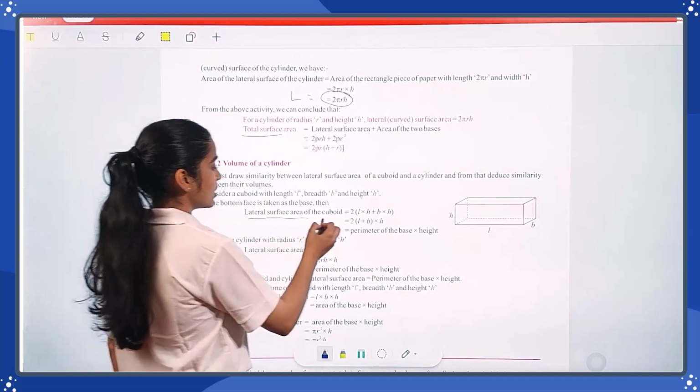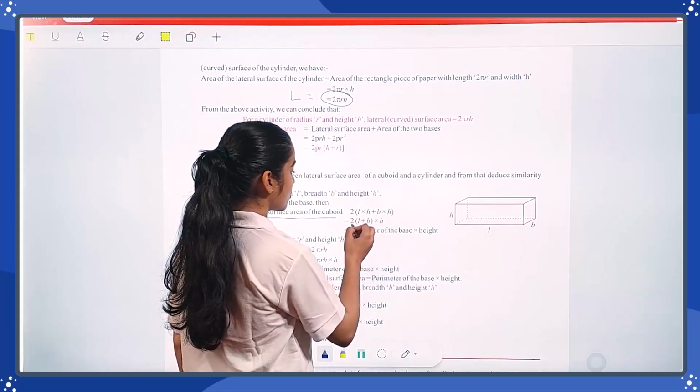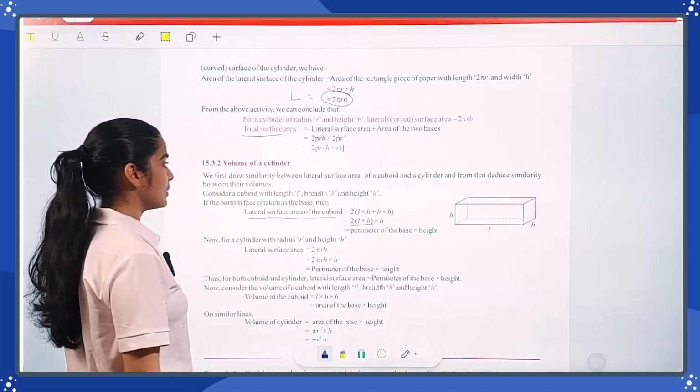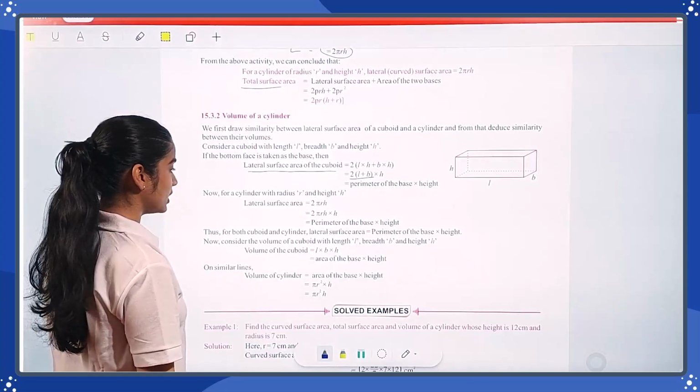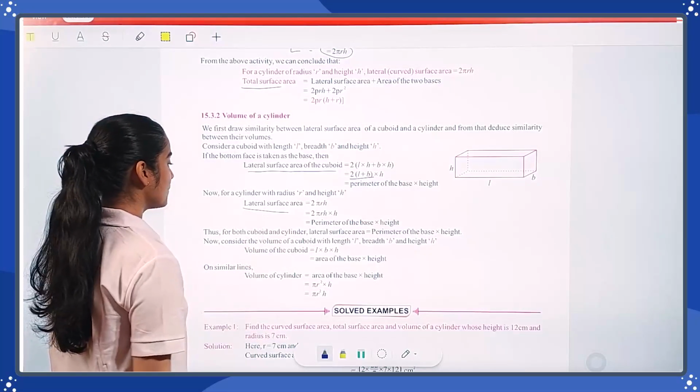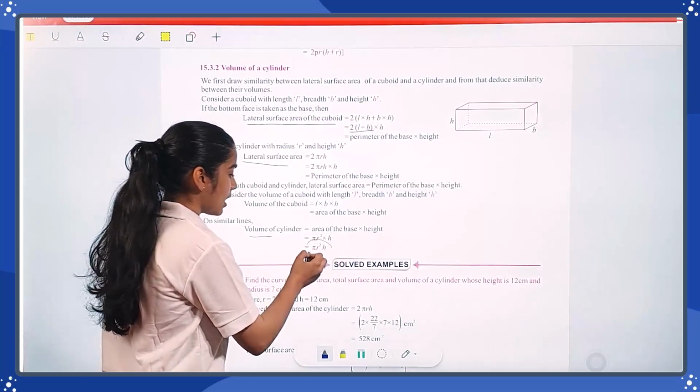Now the lateral surface area of the cuboid is 2 l times h plus b times h, so you can say 2 (l plus b) multiplied by h. This is the lateral surface area of the cuboid. We already learnt about this. And the volume of a cylinder is pi r square h.